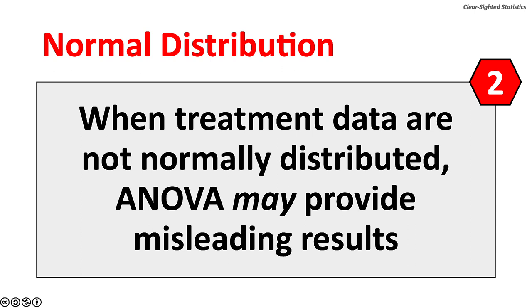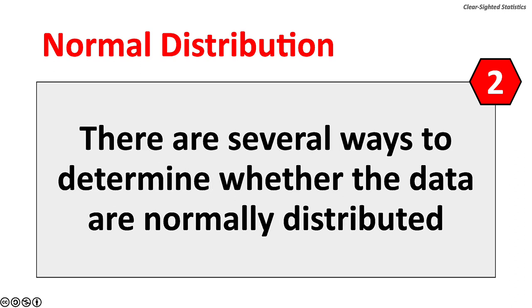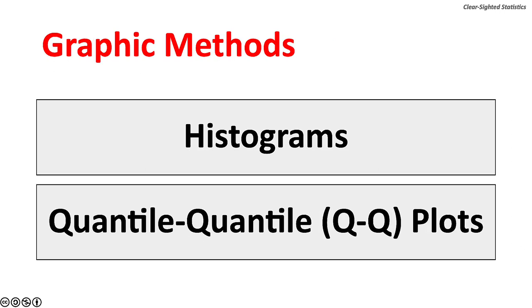Requirement 2. Normal distribution. When the treatment data are not normally distributed, ANOVA may provide misleading results. The central limit theorem helps ensure the treatment distributions approximate a normal distribution when each treatment has at least 30 observations. ANOVA tests are robust, just like t-tests. This means that the test may provide useful results even when the data are somewhat skewed. There are several ways to determine whether the data are normally distributed. We can use graphic methods to estimate whether the data are normally distributed.